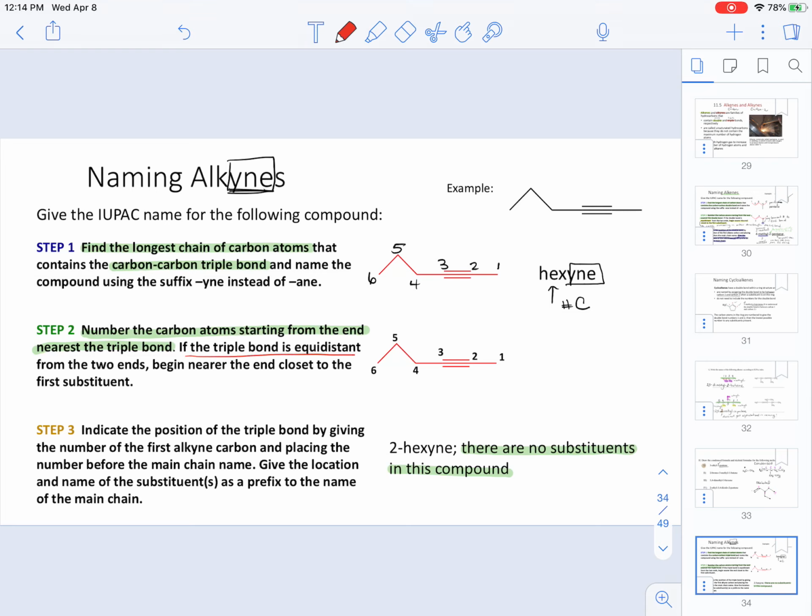So this numbering is only specifically for equidistant alkynes. Then as you can see, you need to indicate the position of the first carbon in the carbon-carbon triple bond. And then you're going to be placing the number before the main chain name. Then you're going to be given the location and the name of the substituent as a prefix to the name of the main chain. In this case, we only have 6 carbons. This is an alkyne. We give the location of the first carbon in the carbon-carbon triple bond. So for this example, the name is 2-hexyne.